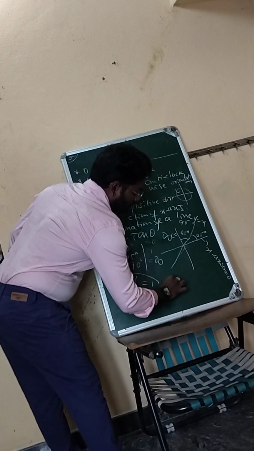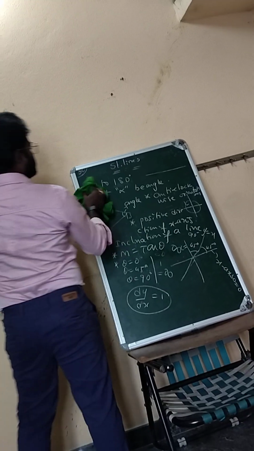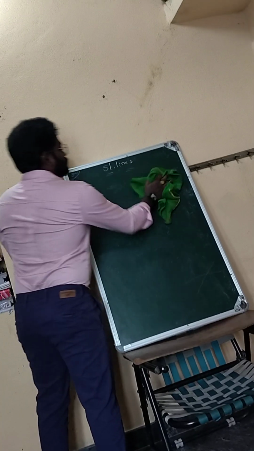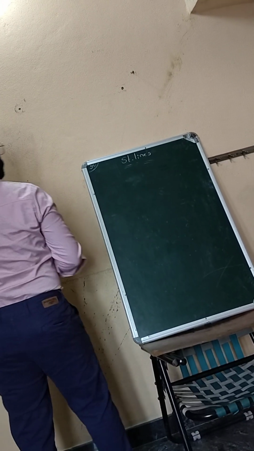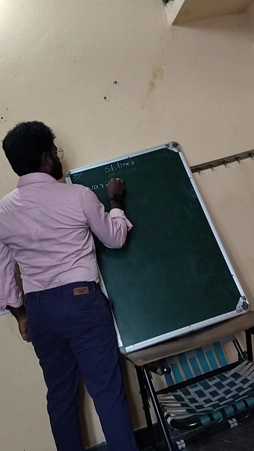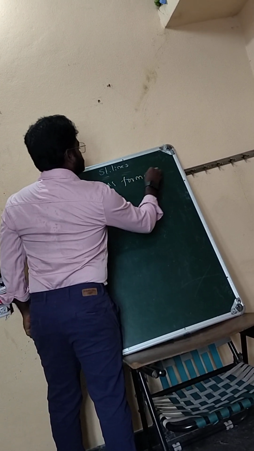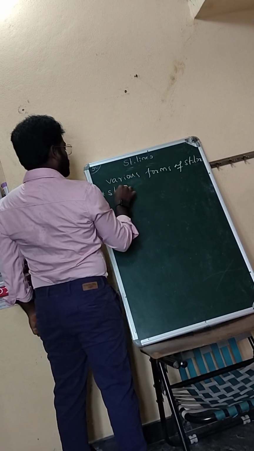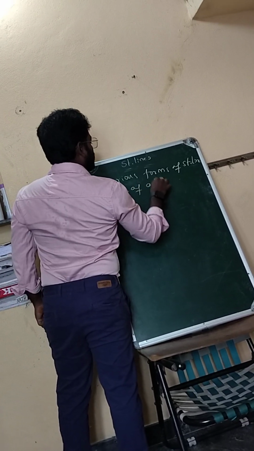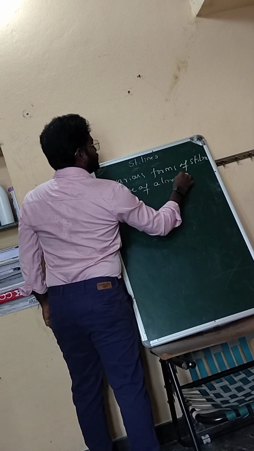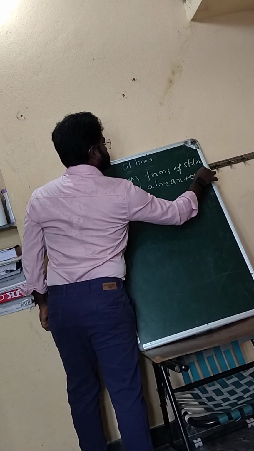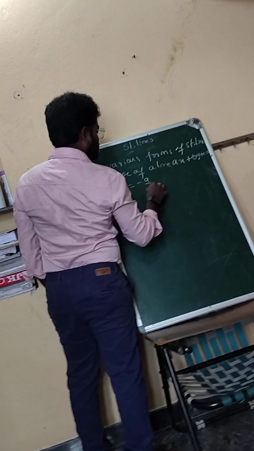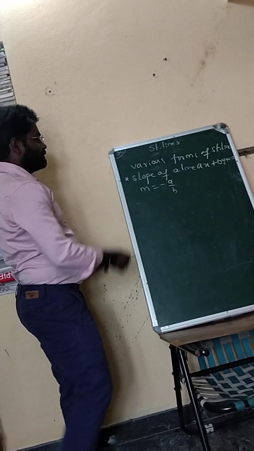And this is the slope. What are the formulas? Main topic: various forms of a straight line. First, the slope of a line: ax plus by plus c equal to 0, then the slope of the line m equal to minus a by b.